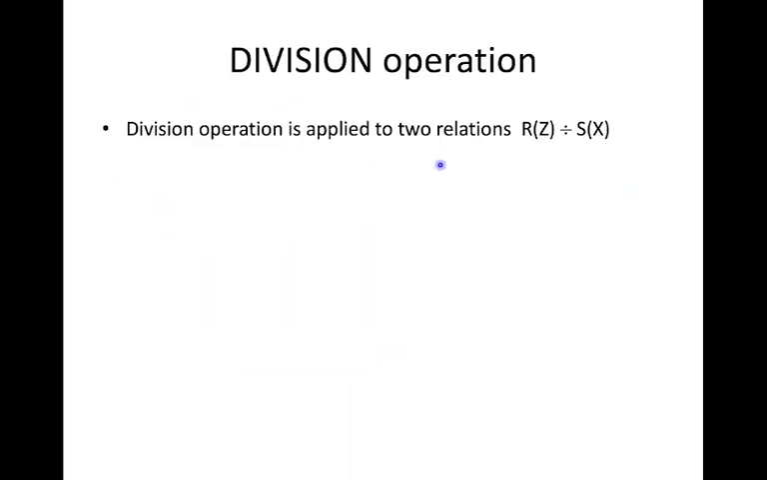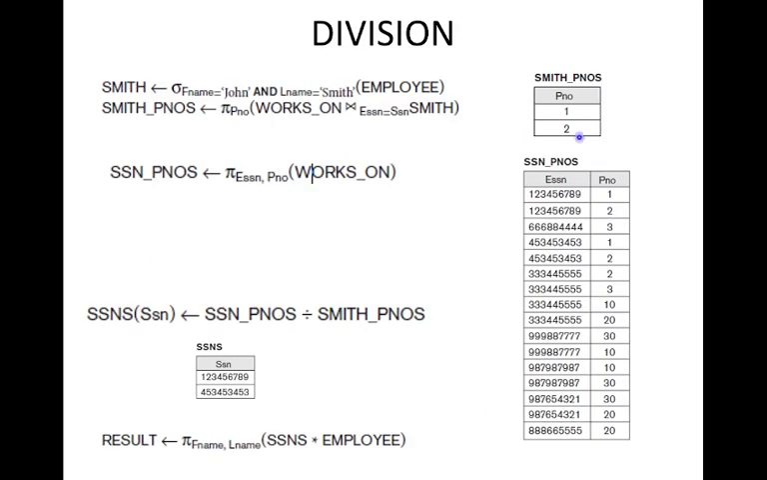Division operation is applied to two relations, so we can generalize it. It is two relations, R of Z divided by S of X, where X is a subset of Z. So X should be a subset of Z. If you see this, we are trying to divide this table by this. Here this is the X. X is P number. So P number is a subset of these attributes ESSN and PN. But here we have PN number.